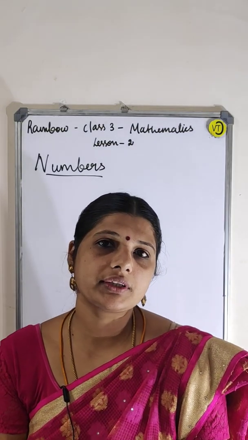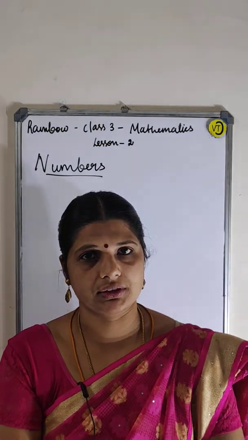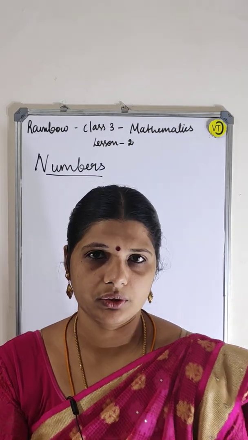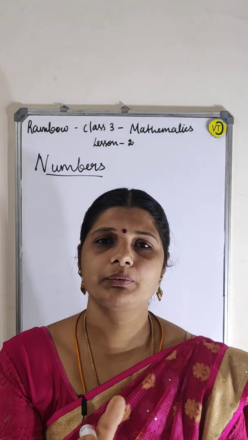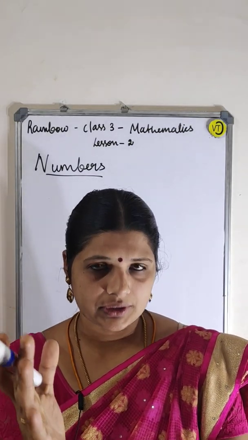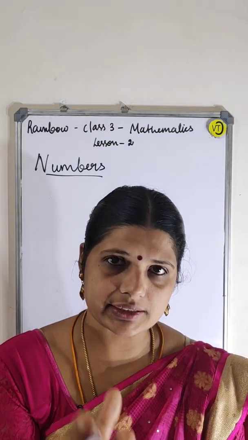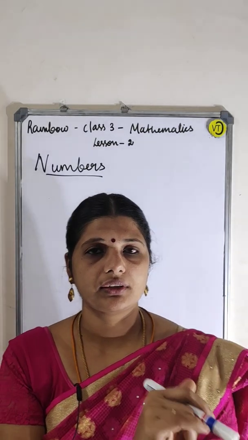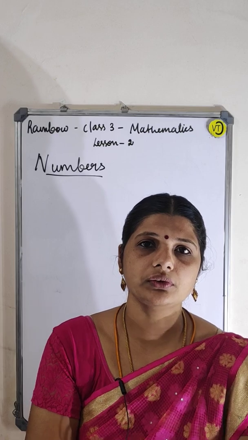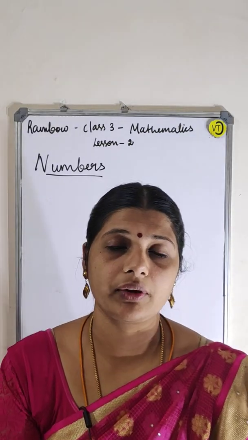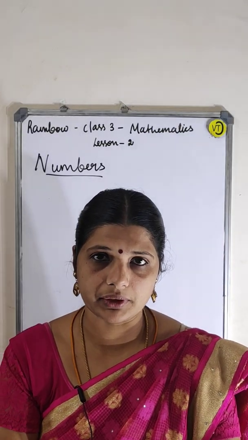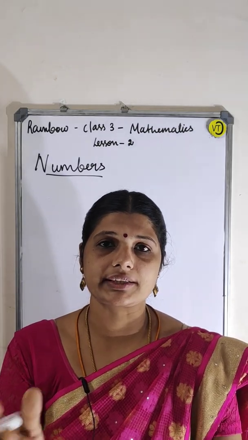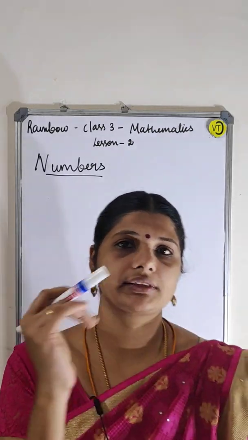Now I am going to introduce 4-digit numbers. 3-digit numbers, what do you know? The place values must be there: it is like ones, tens, hundreds. You know that. Now I am going to introduce one more place value in the 4-digit number, that is ones, tens, hundreds, thousands.